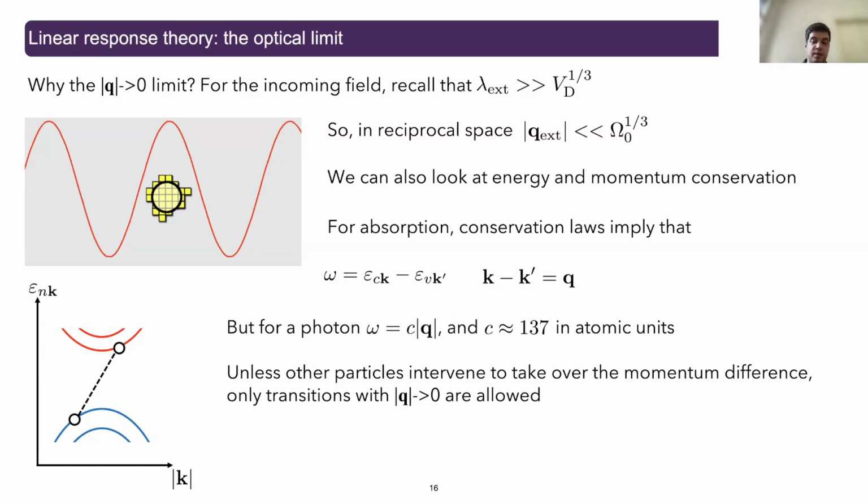So if you're dealing with a semiconductor, the absorbed photon will have its energy and momentum given by these equations. But we also know the dispersion relation for a photon, and we know that the speed of light in atomic units is almost 137. So because the speed of light is so high, to ensure the conservation of momentum and energy, the result is that we have to deal with only vertical transitions when the photon is absorbed. The only way for the momentum of the electron and the hole to differ is if there is another particle involved in the process, which is what happens in cases like phonon-assisted absorption.